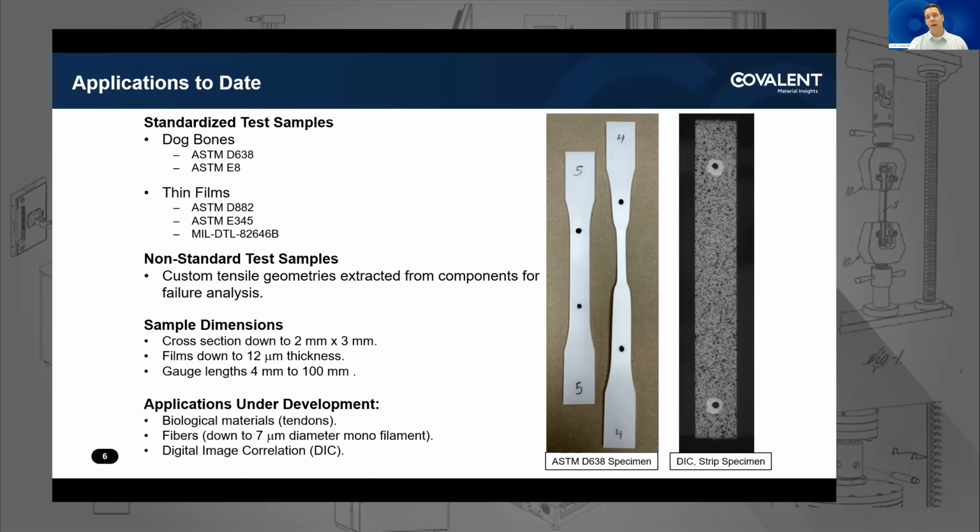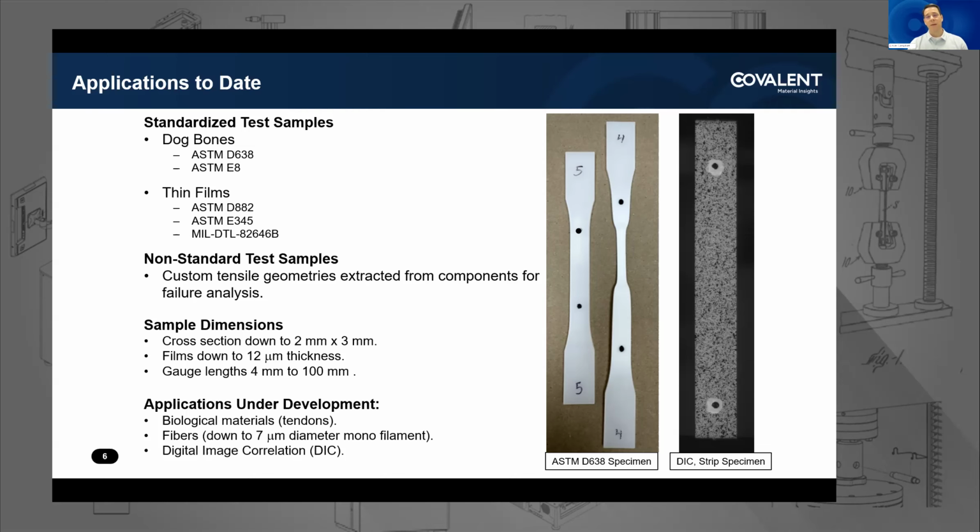In addition to standardized test samples, we also have done quite a bit of work with non-standard test samples. This typically would come about from a failure analysis investigation where some part has failed or not met requirements in some way, or maybe it's a quality issue and we want to understand mechanical properties. And so we can identify the way to extract custom tensile geometries, and the AVE3 is a great way to measure strain during testing those samples.